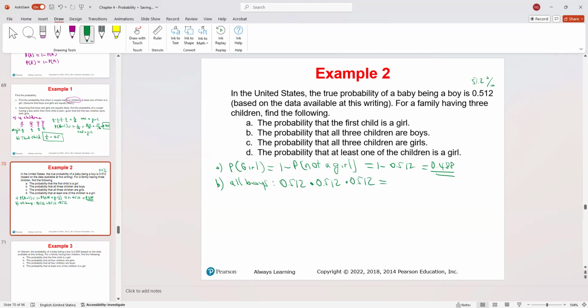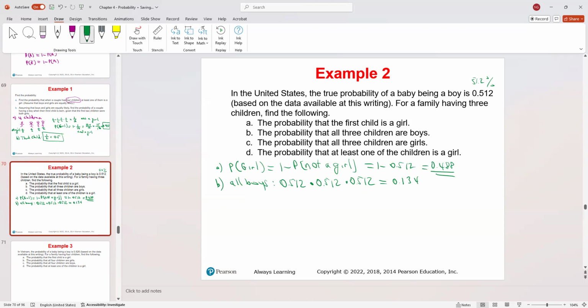0.512. It's already given. Now, when you multiply all these 3 together, it gives you 0.134 or 13.4%. That's the probability all 3 children are boys.